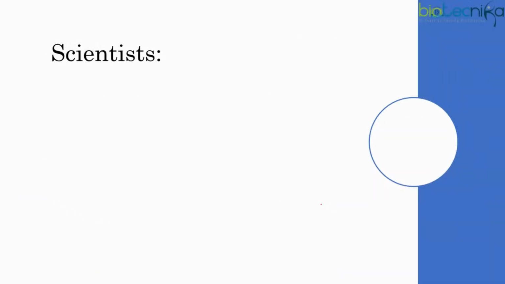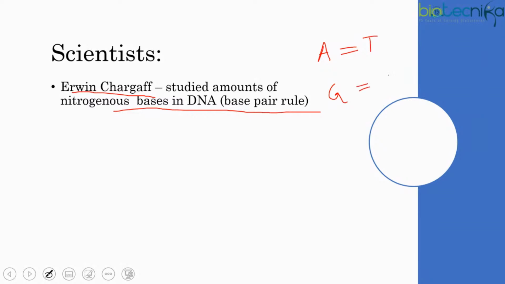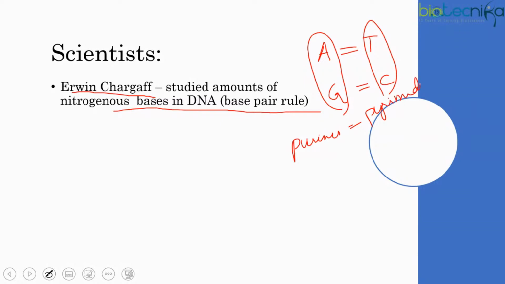Among scientists, you just remember Erwin Chargaff, who studied the amounts of nitrogenous bases in DNA. He gave the base pair rule. What is the rule? However much A is there in double stranded DNA, that much T will be there. However much G is there in the DNA, that much C will be there. That means the total number of purines will be equal to the total number of pyrimidines. This is applicable in double stranded DNA.